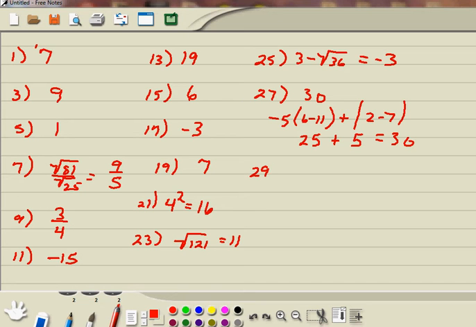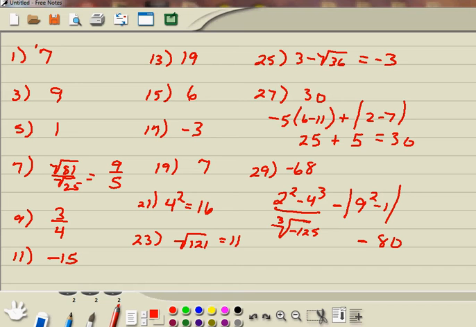And for number 29, I get a negative 68. Got a lot of things going on in this one. And if we look at it, I have 2 squared minus 4 cubed divided by the cube root of a negative 125, minus the absolute value of 9 squared minus 1. Well, 9 squared is 81. Minus 1 is 80, and that's positive, but there's a negative on the outside, so we leave that symbol out there, so it's minus 80.